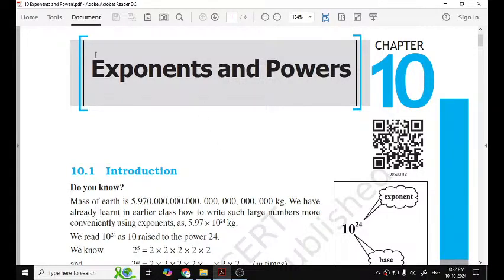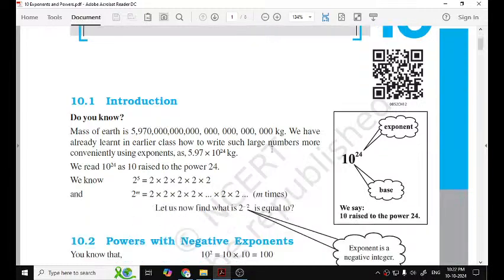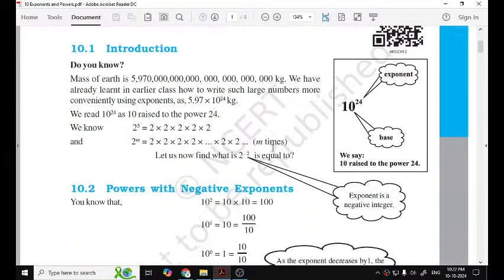Chapter 10, Exponents and Powers. Mass of the earth is 5,970,000... kg, with many zeros.